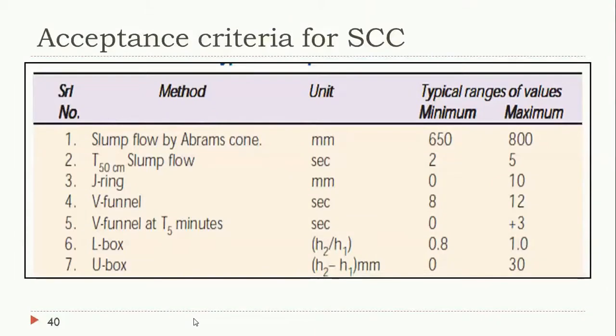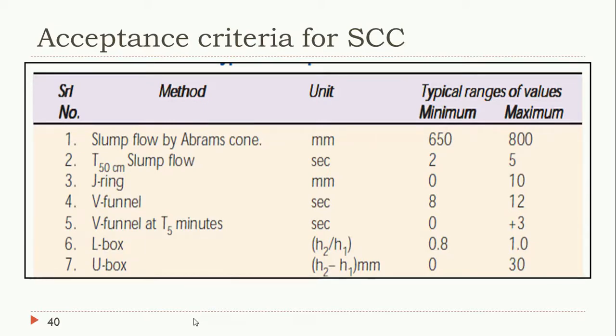So this is the last part, the acceptance criteria for SCC. These are typical ranges. For slump flow, the minimum is 650 and the maximum is 800 mm. For T50 slump flow, it is 2 seconds minimum and 5 seconds maximum. For J-ring, if the minimum value is 0, then it has good flowability and passing ability of concrete, and the maximum is 10 mm. For V funnel, the minimum is 8 seconds to completely discharge the concrete from the V funnel, and the maximum is 12 seconds.